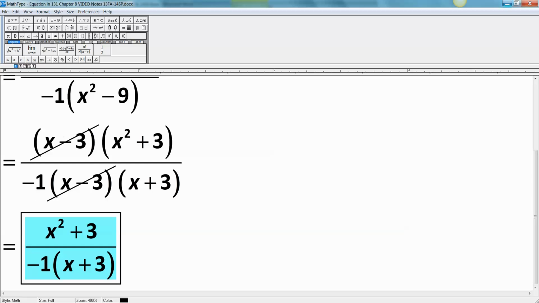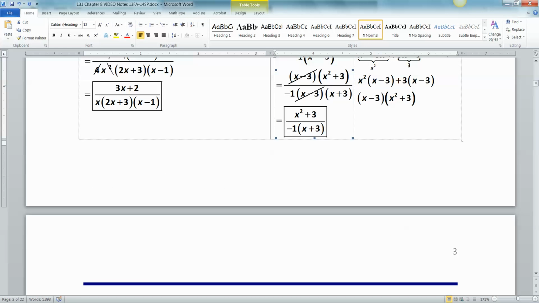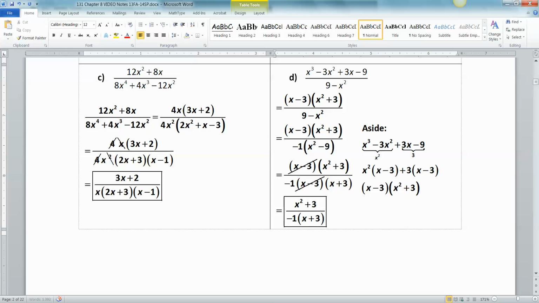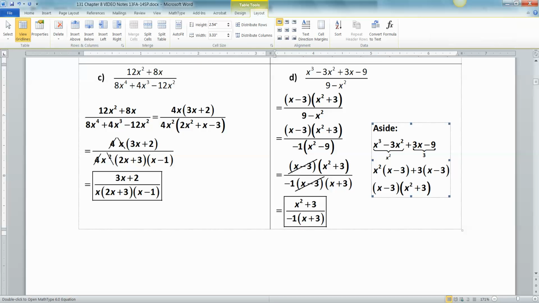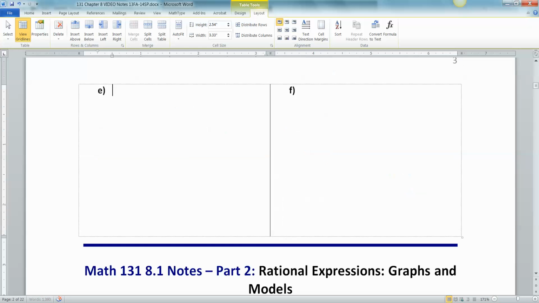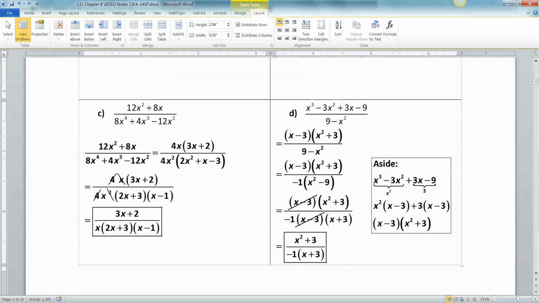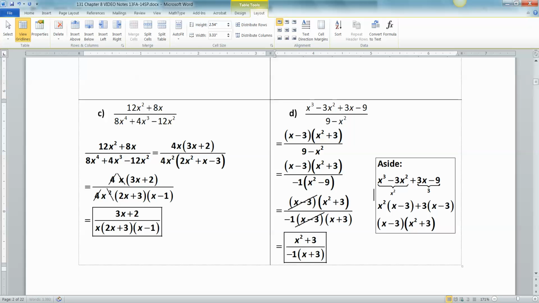And you're done. You don't need to distribute the negative. You don't need to do any of that stuff. And this was just kind of on the side. You wanted to go calculate that factoring somewhere else, because it's going to take up a lot of space otherwise.